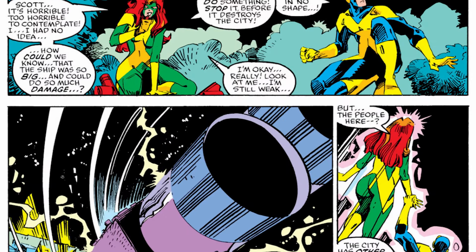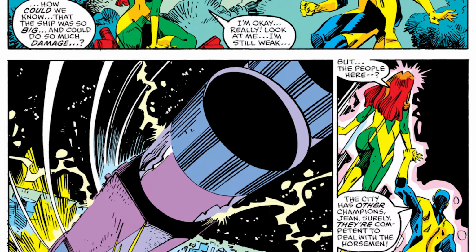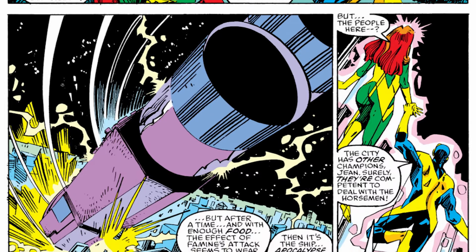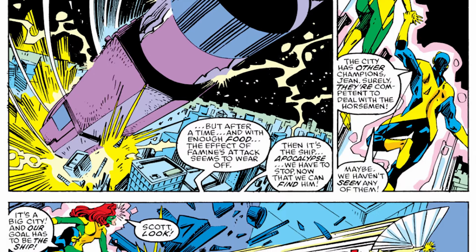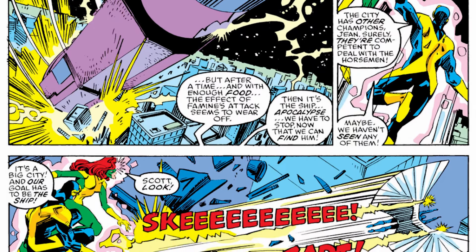Beast and Iceman did a lot of damage, and you have the aircraft beginning to hit different buildings in Manhattan. And so we jump back over to Cyclops and Jean Grey, who are on the outside of the aircraft and just watching this aircraft begin to hit buildings left and right. And that is a huge problem.